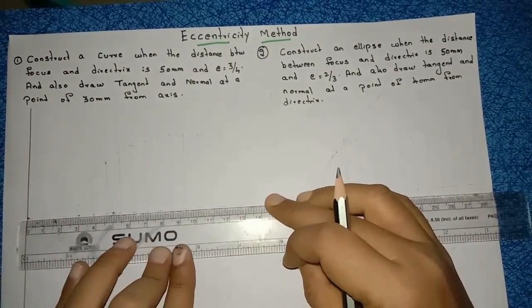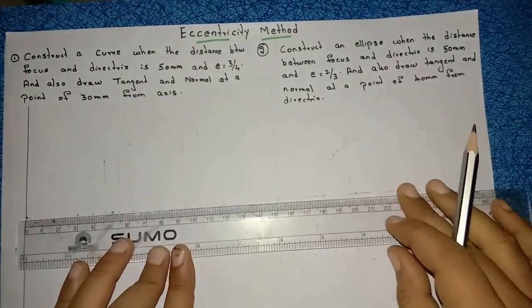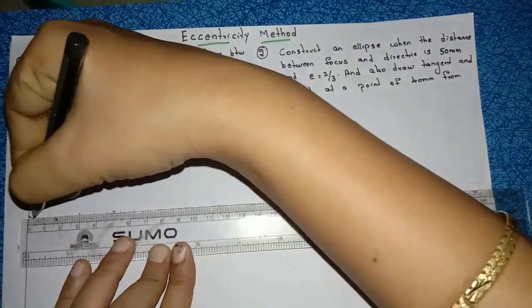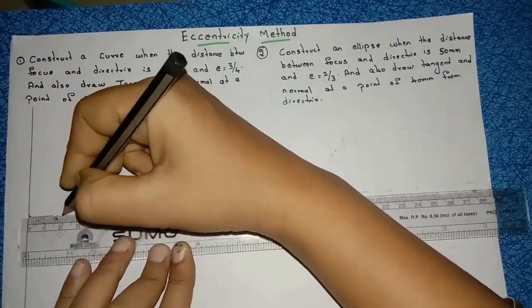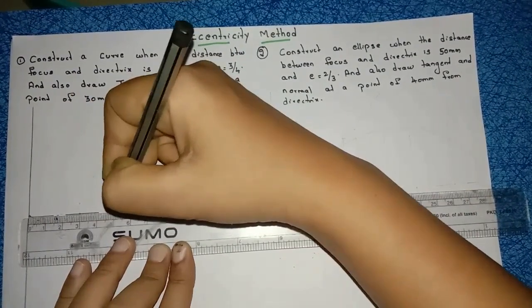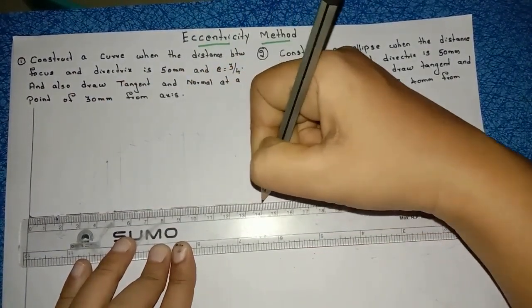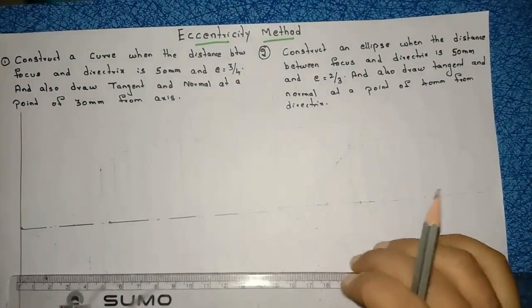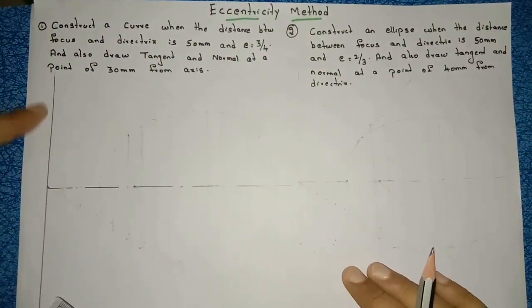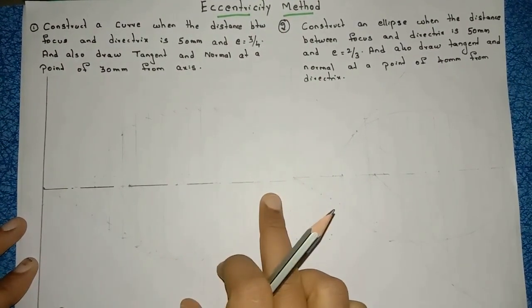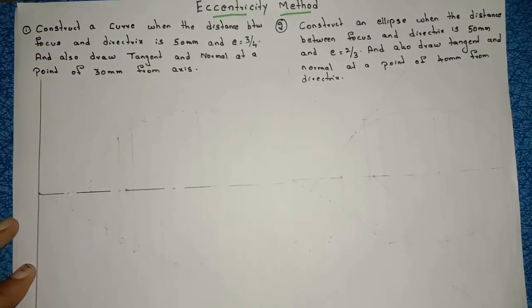From that midpoint draw the horizontal line, or we can say the axis line. Axis line is dash dot dash dot. Construct the axis line of any length. This straight line is called the directrix line, and this horizontal line is called the axis line.